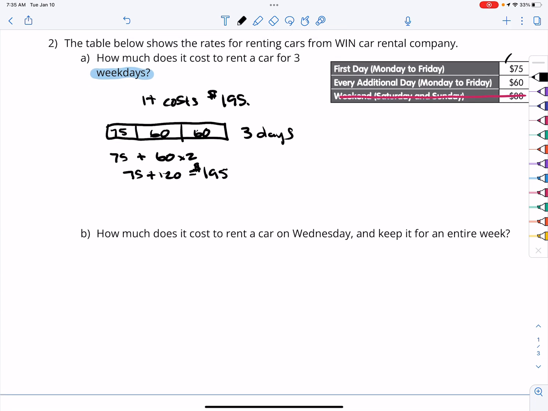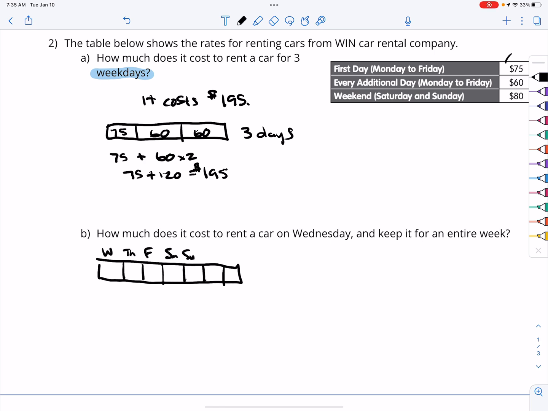How much does it cost to rent a car on Wednesday and then keep it for an entire week? So I'm going to go back and get that information. So we're picking it up on Wednesday, and then we know a week is 7 days. So 1, 2, 3, 4, 5, 6. This is Wednesday, Thursday, Friday, Saturday, Sunday, Monday, Tuesday. So the first day is $75, and then every additional weekday is $60. So that's 60, that's 60. And the weekends are 80. And then weekdays go back to being 60 again.